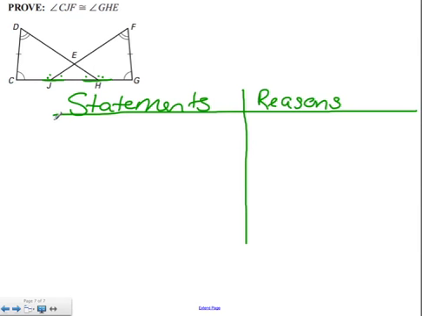Let's get started with our information. We'll just say that angle C is congruent to angle G.